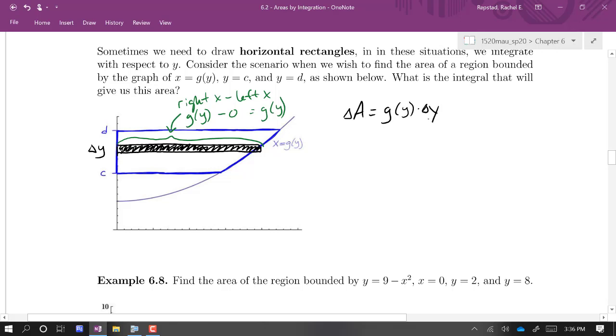And so when we make our integral out of this, we're going to integrate the function g of y. And now that delta y, as it shrinks down to 0, becomes dy. We are integrating with respect to y. And that's why it's important that we have a function of y. We don't want to integrate x's with respect to y. We need to integrate y's with respect to y.